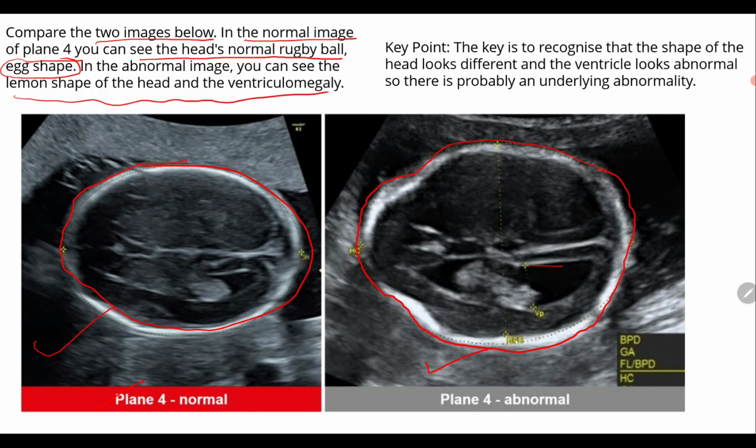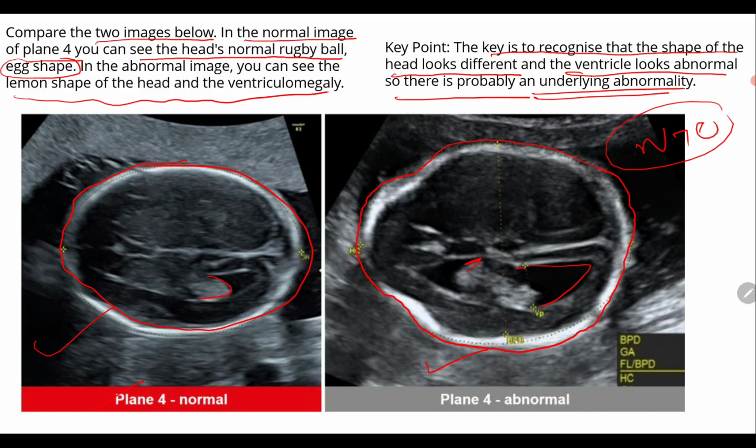Also, you can see this is the ventriculomegaly. It's more than 10 mm. In the normal you can see the choroid plexus is touching the medial border. In the abnormal, you can see the choroid plexus is not touching the medial border. The key is to recognize that the shape of the head looks different and the ventricle looks abnormal. So there is probably an underlying abnormality, that is a neural tube defect. There will be ventriculomegaly with an open spina bifida.